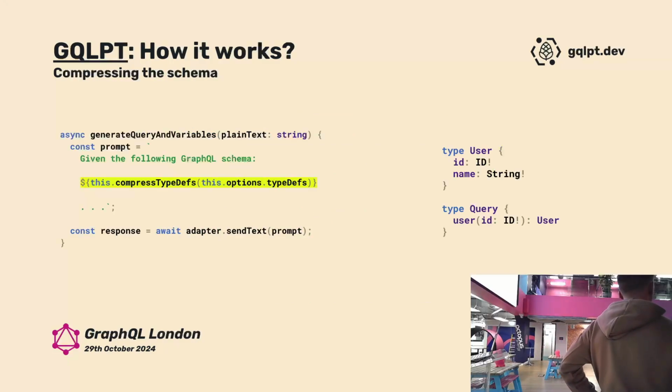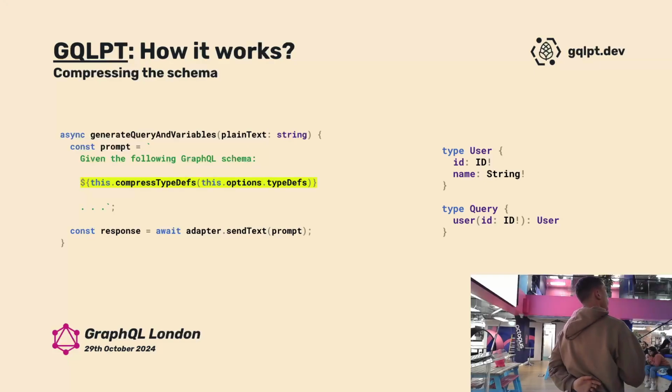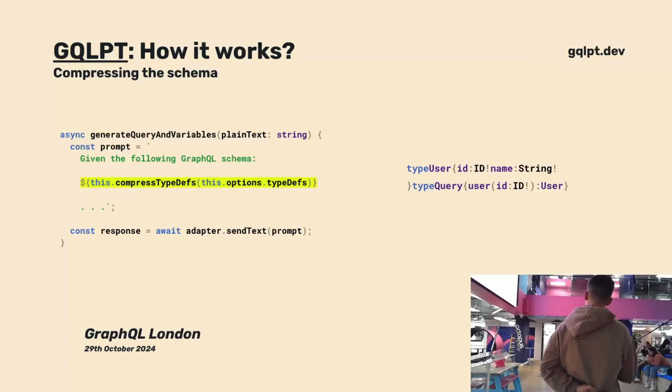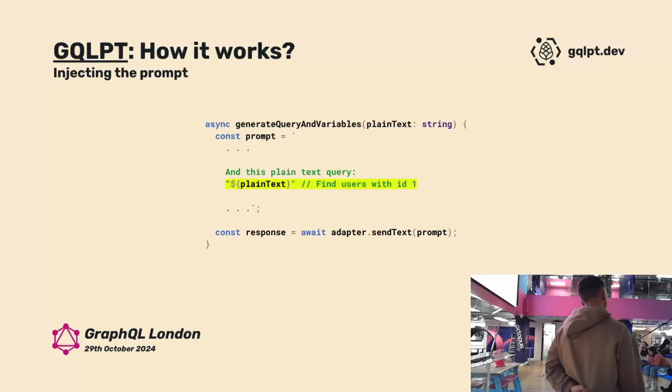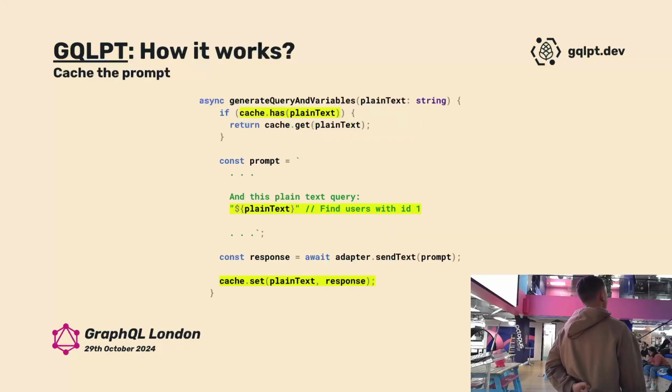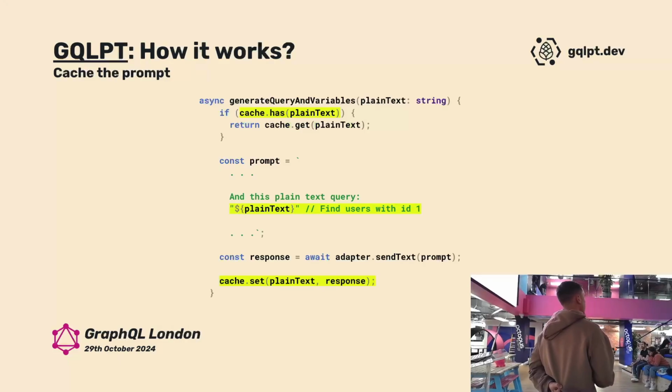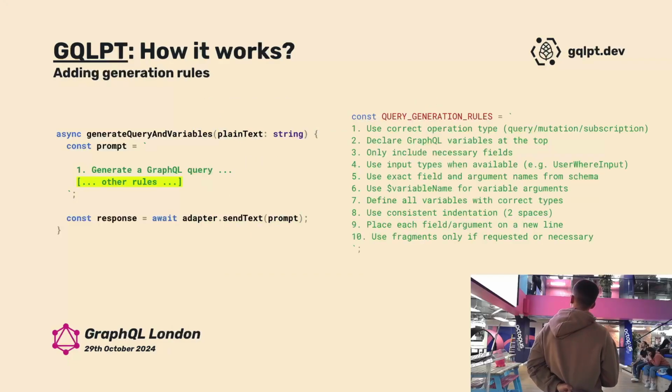The type definitions, we compress them, because essentially if you have a very large schema, we're going to go over a lot of the character limits of these large language models. So we just basically get rid of all the white space. There's not really much we can do there at this time. The plain text, again, we just inject that into the prompt. But the library actually has some caching in there for you as well. So you can cache the responses, and the second time that you run the query, it's going to be a lot faster for you.